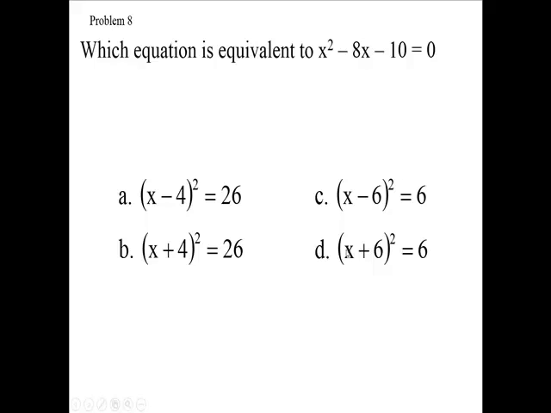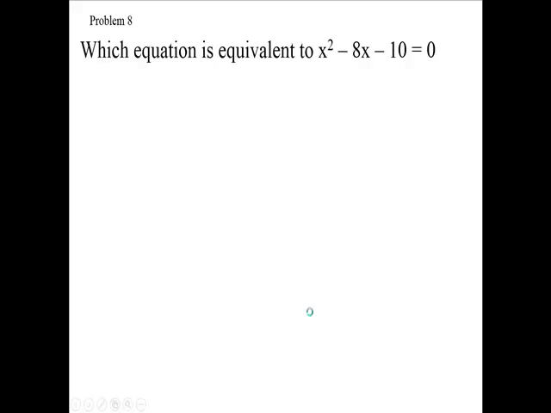Which equation is equivalent to x squared minus 8x minus 10 equals 0? We have these four choices, A, B, C, or D. Okay, we have x squared minus 8x minus 10 equals 0. I wrote a little bit bigger here, okay?